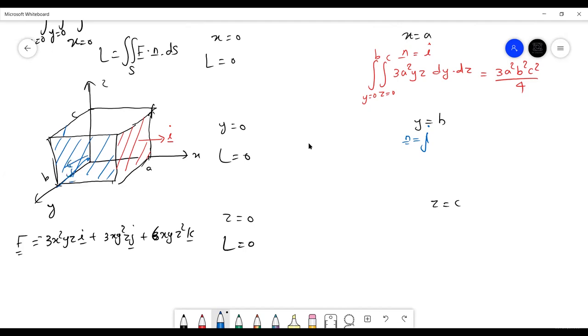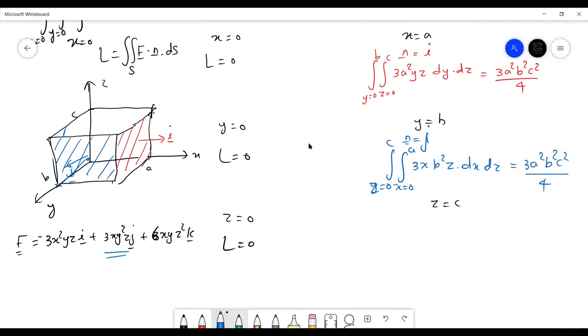This is j. So if you see, you have to find only j, and this term remains. So here 3xb squared is z into dx into dz, because y is constant, only the other two parameters are changing. So here x is from 0 to a, and z is from 0 to c. Again, if you integrate, you'll get 3a squared b squared c squared by 4.